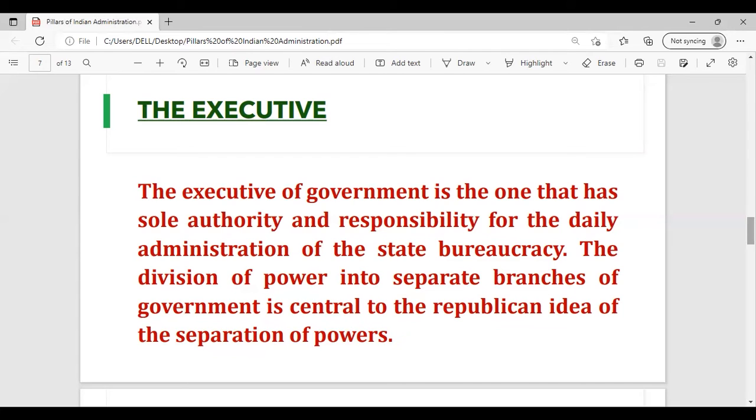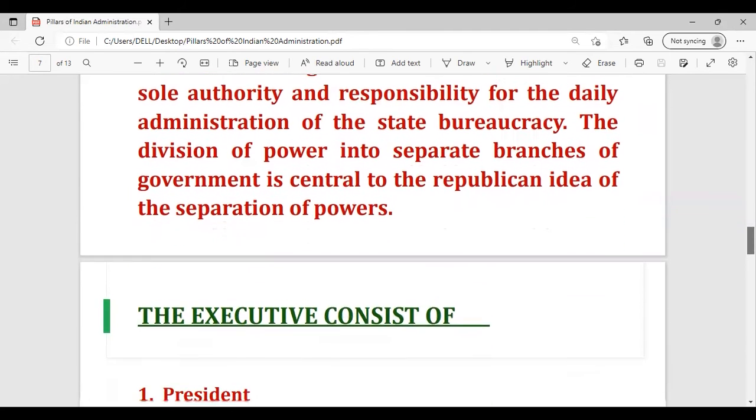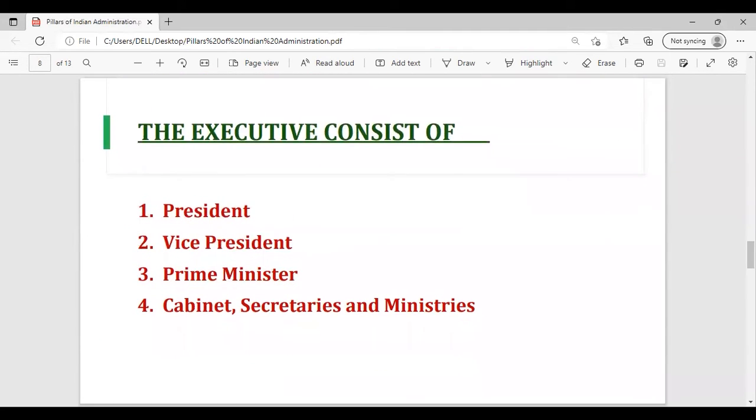I hope the basic concept of the executive is now clear to you all. So what are the executive functions? We will go on to that slide. I told you in my previous slide also that the executive consists of the president, vice president, prime minister, cabinet secretaries, and the ministries.